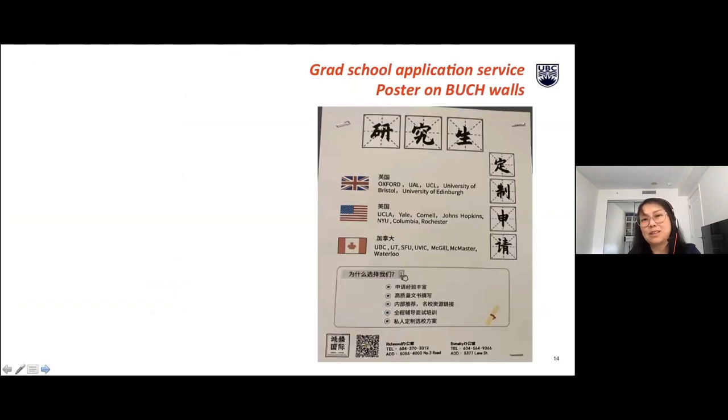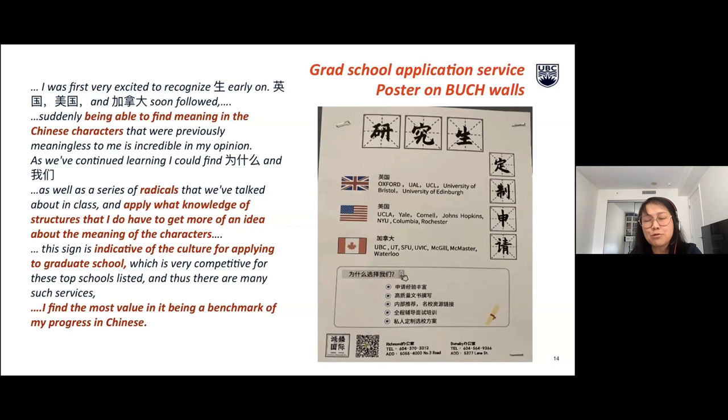This is the final example where the student is introducing a poster that they see on Buchanan walls. It's a grad school application service. And the student read through the different characters and explained his journey of learning Chinese, relying on this poster. So this is not a random poster anymore for the student who is learning Chinese, but actually means a lot. The student even went on to discuss the message that he could analyze from the poster about how competitive it is for students to apply for grad schools.